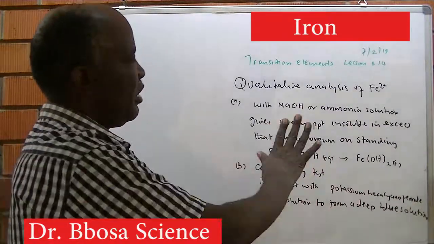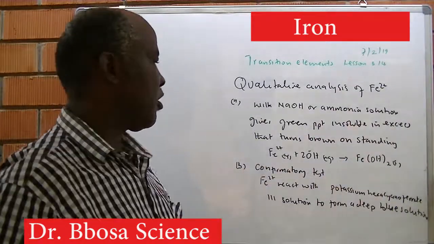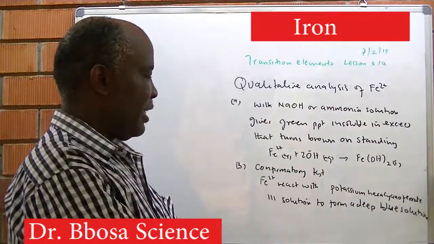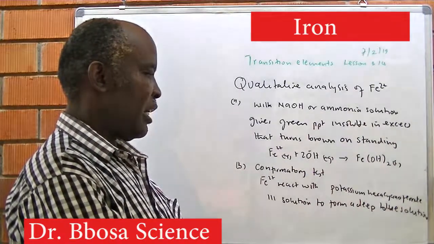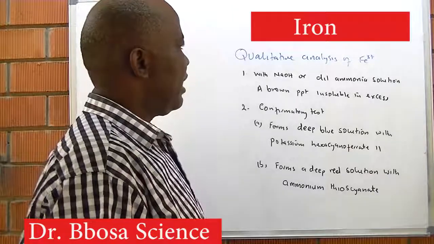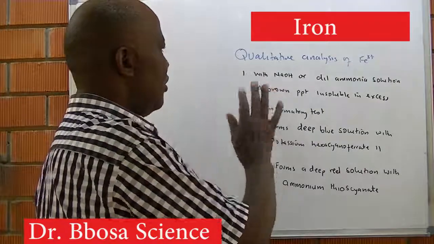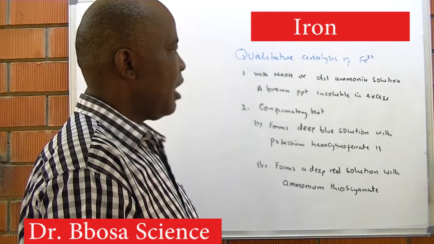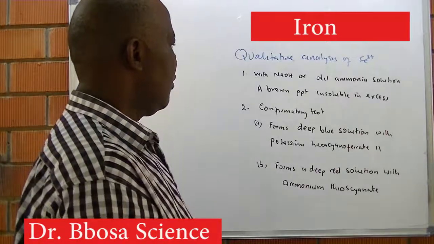compounds with sodium hydroxide or ammonia solution gives a green precipitate insoluble in excess that turns brown on standing. Confirmatory test, it gives a blue solution with potassium hexacyanoferrate(III). Qualitative analysis of iron(III) ions. With sodium hydroxide or dilute ammonia solution, a brown precipitate insoluble in excess is formed.